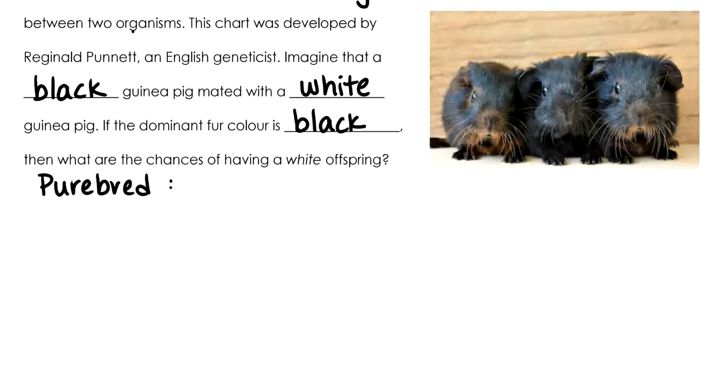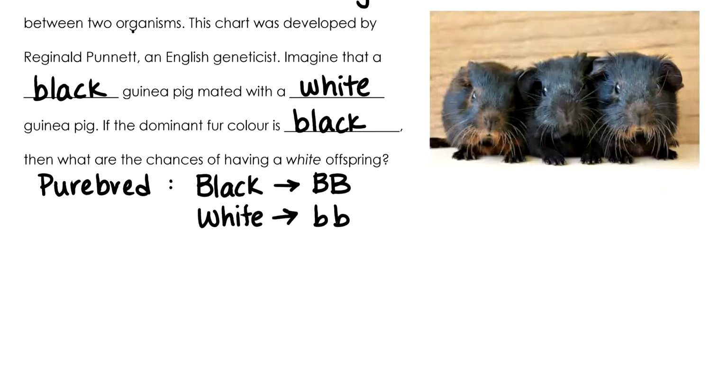So parent 1, if it's a black guinea pig, will have big B, and parent 2 as a white guinea pig would have little b, because black is the dominant fur color and white is the recessive fur color.